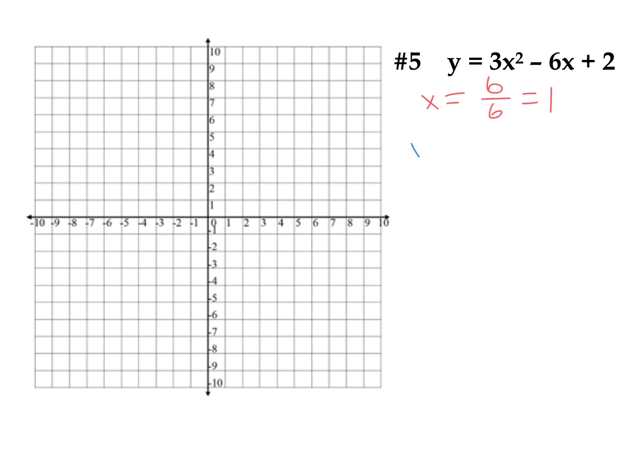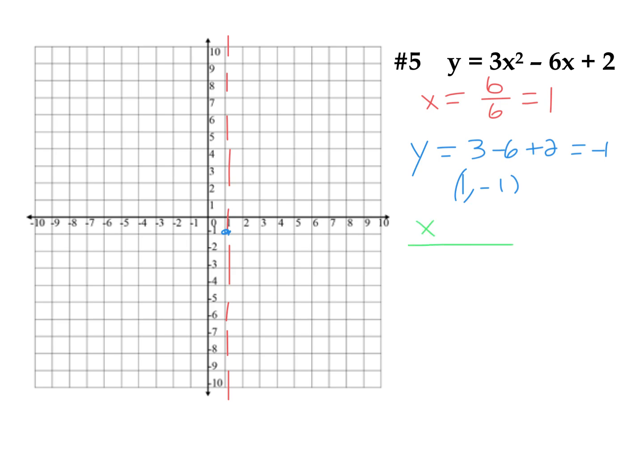And for my vertex, I'm going to plug a 1 in for x, so I get 3 times 1 squared, that's 3, minus 6, plus 2, right? So that's going to be -1. So my vertex would be at the point 1, -1. So I've got an axis of symmetry here of 1. I got the vertex at 1, -1. That'd be the point right there. It's going to open up from here. We should expect that. And now we can make a table of values.